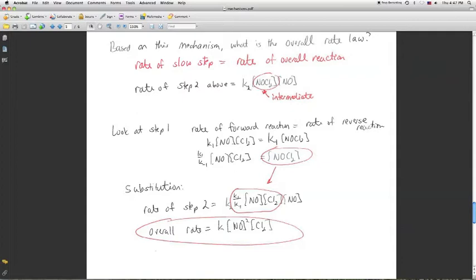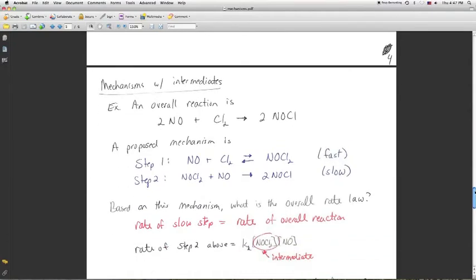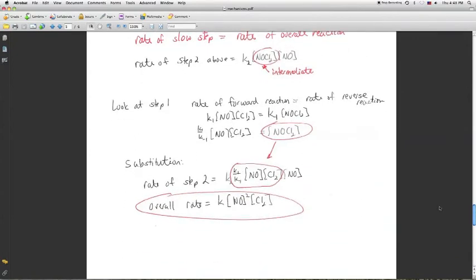Here's an NO and here's an NO, so this is a 2, this is a Cl2. So basically what I've done is I've taken my step 2 slow step rate and manipulated it a little bit until it includes substances that are reactants in the reaction. Remember, our original reaction had NO and Cl2 as reactants. So if I want a rate law, I need a rate law that also includes NO and Cl2, and here it is. I've done that. So that little intermediate trick is something that you'll want to practice.